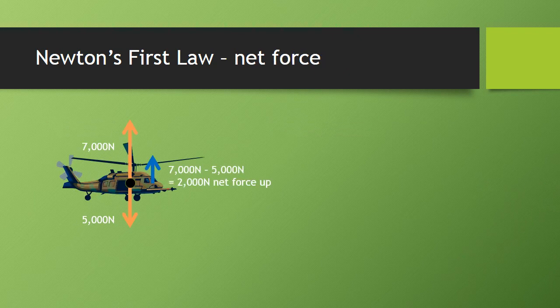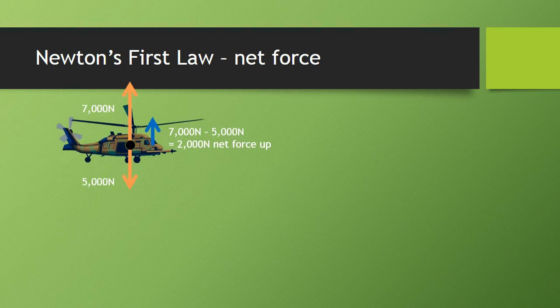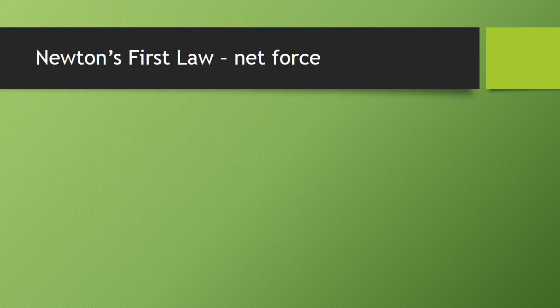Let's consider the helicopter from the previous video. If you recall, it had a 2000 Newton net force acting up. This means that the forces aren't balanced, so it's not going to travel at constant speed or remain stationary. Instead, its speed is going to increase, and it's going to increase upwards. So we can see there it starts off slow and gets faster and faster as it moves up.